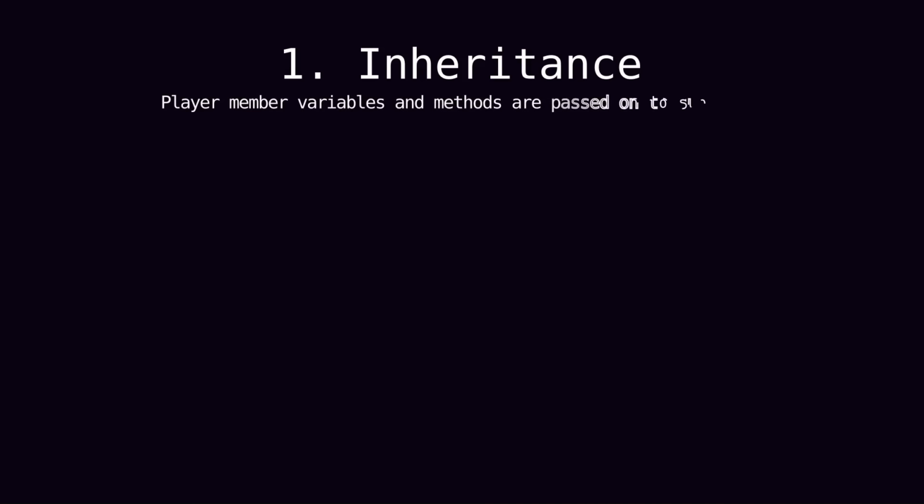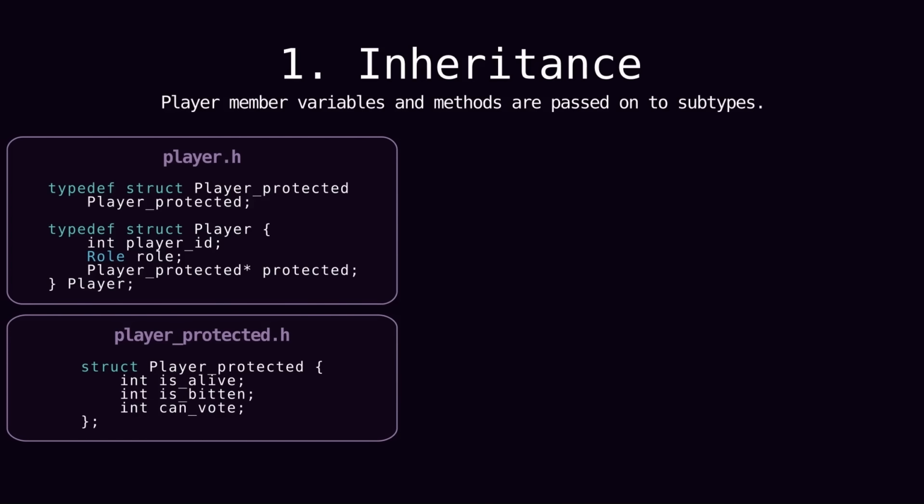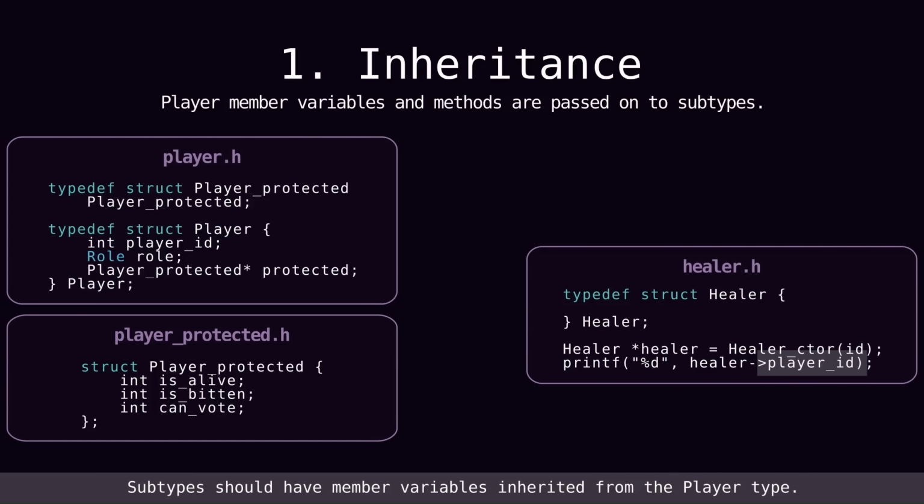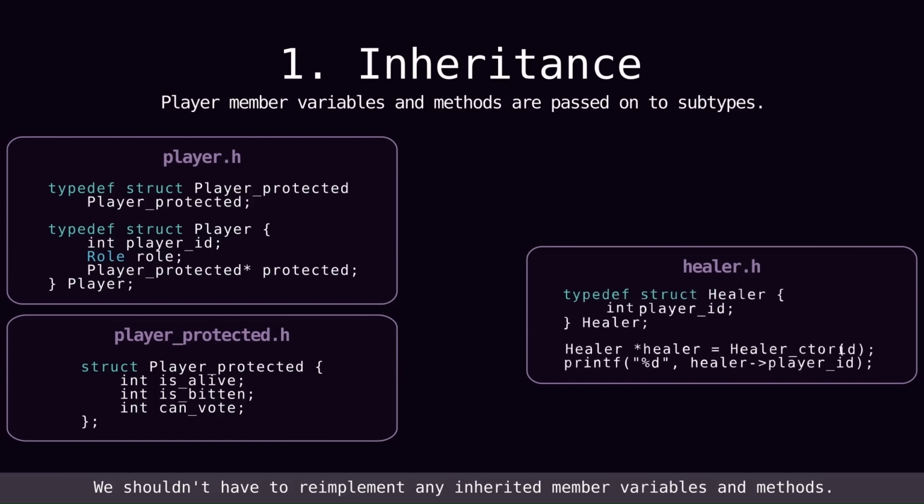In this inheritance part, we will have three main goals. 1. Player subtypes need to inherit or reuse all the player member variables and functions without us needing to re-implement them. For example, a healer should have a player ID member variable because that is inherited from the player type, but we don't want to explicitly define player ID in the healer struct. It needs to be passed down from the player type. Therefore, the subtypes need to inherit all functions and member variables of the player type.